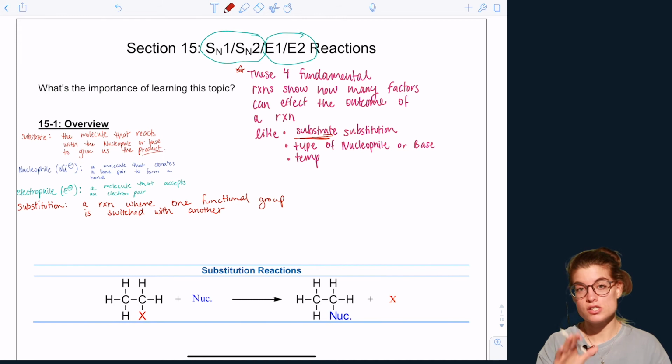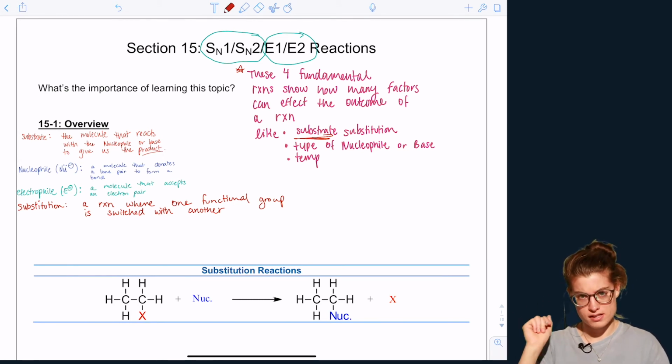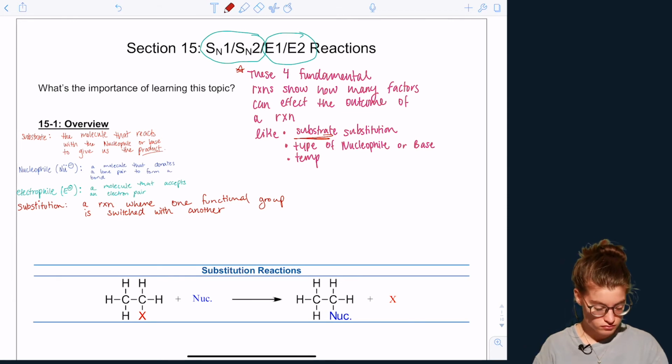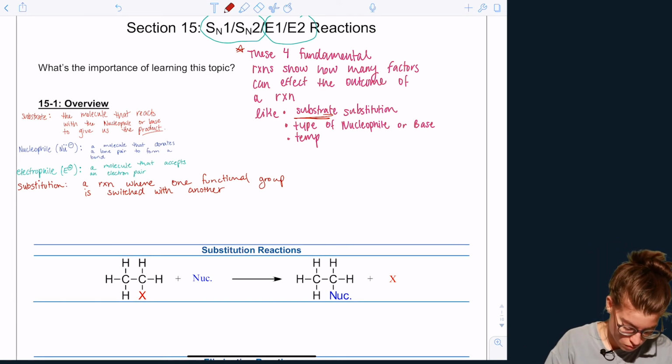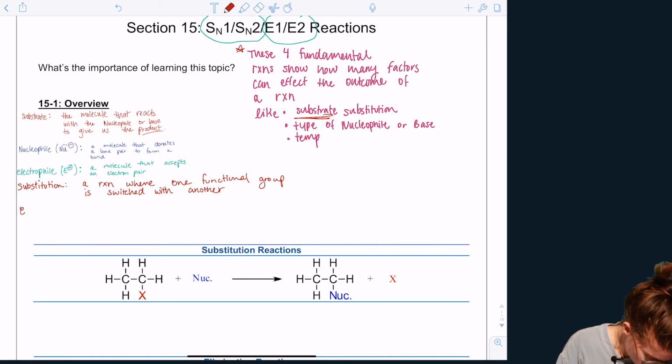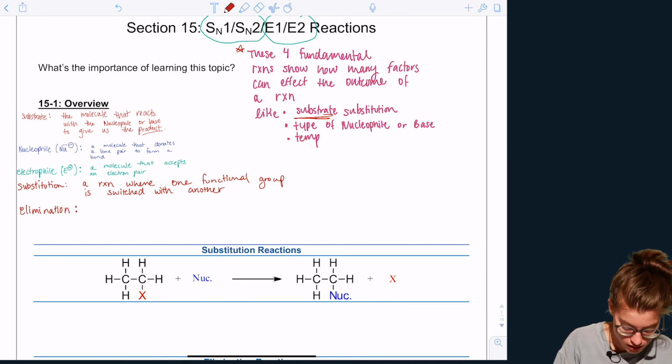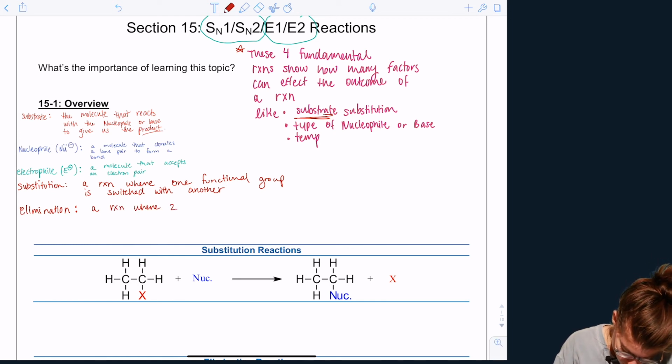Now technically it is two, and we'll talk about that probably in later videos because we're going to talk about elimination last. Okay, so don't worry too much about elimination if it doesn't make sense yet, because we will talk about it. But we talk about substitution first, okay? So a reaction where two substituents are removed from the molecule.